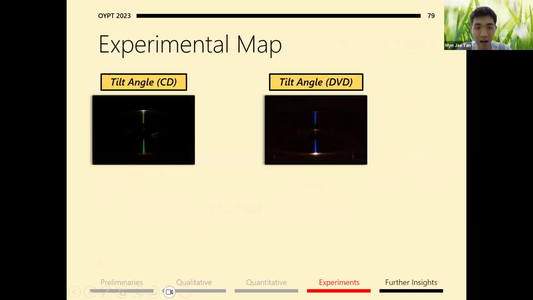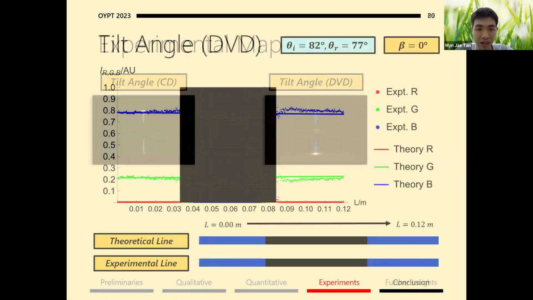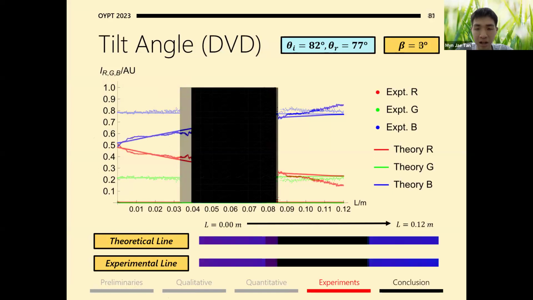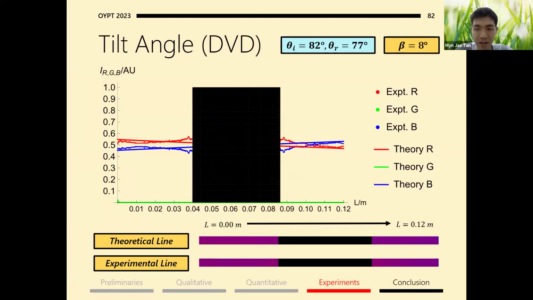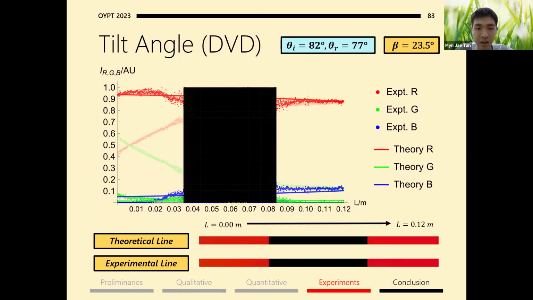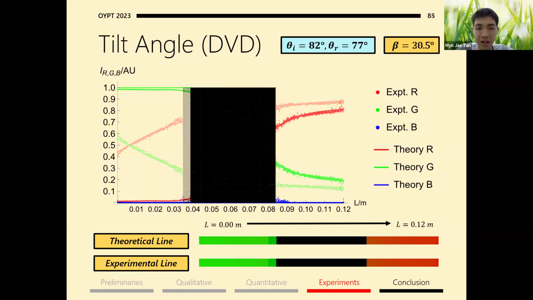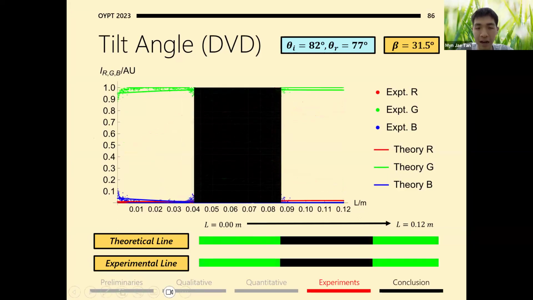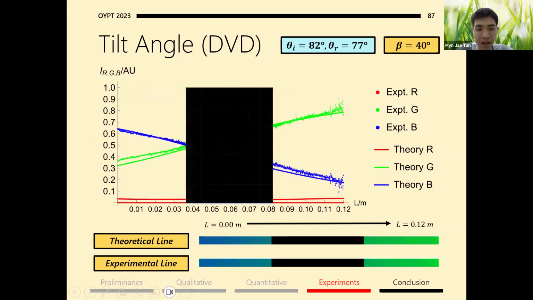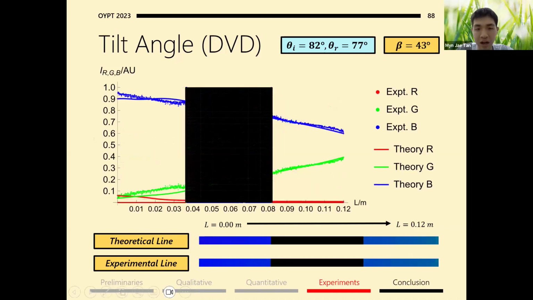Okay, so now moving on, we'll look at how changing the third angle will predict the color of the line on a DVD. Initially the color is blue, and then as we further increase the third angle, it becomes a red line, then eventually a green line, and after that it becomes a blue line again.